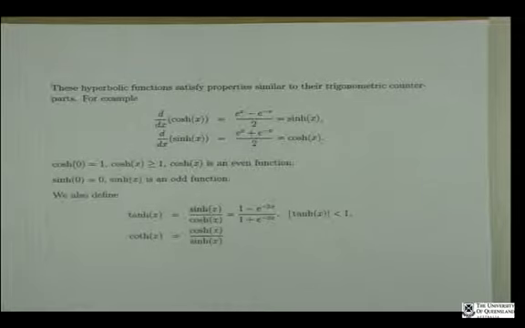Exponential functions are very easy to differentiate, and so if we do that, we can see immediately that the derivative of cosh is sinh, and the derivative of sinh is cosh. Okay, you can work that out straight away just by differentiating the exponentials.